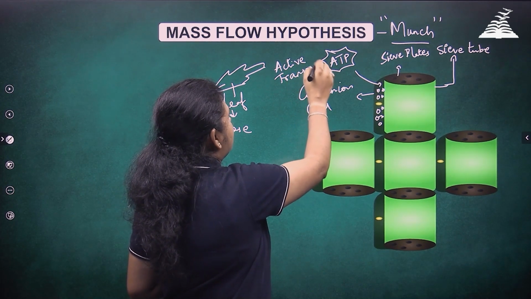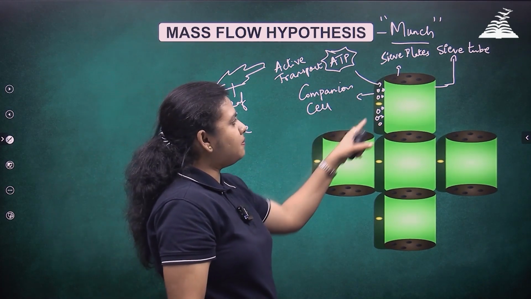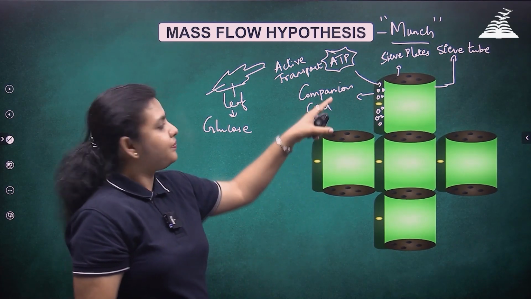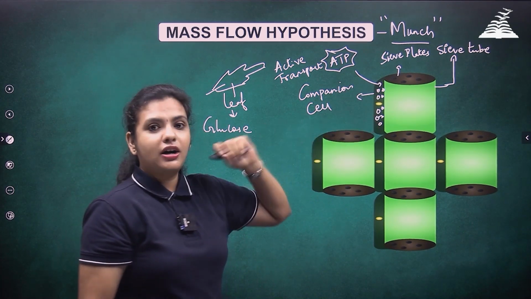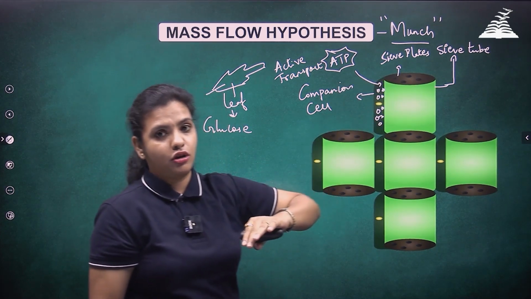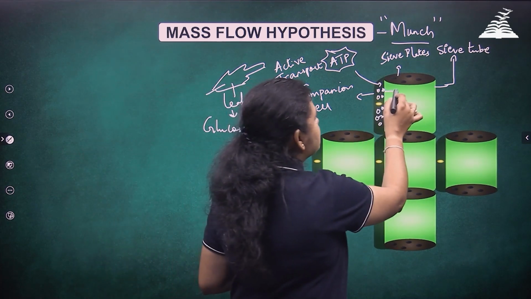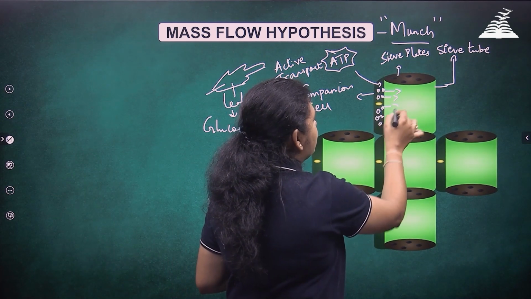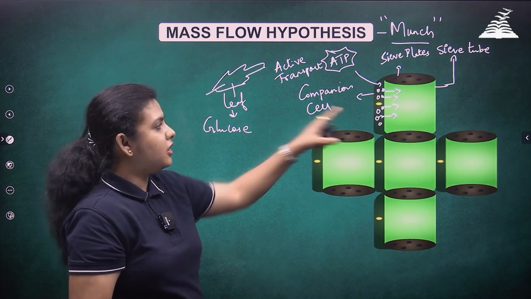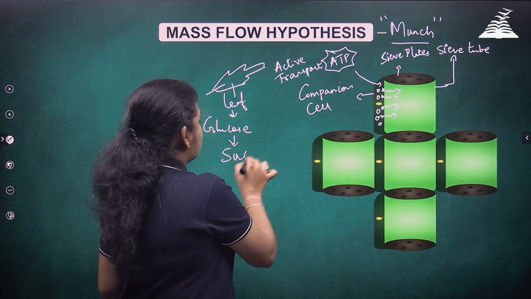It is active transport, right? The mechanism is active transport. So from the leaf, glucose has entered into the companion cells by active transport. Companion cells have a higher concentration of glucose. The sieve tube has a lower concentration of glucose. What happens? Sugar molecules are transported. Now when transport is happening, we will not use the word glucose. We will use the word sucrose.